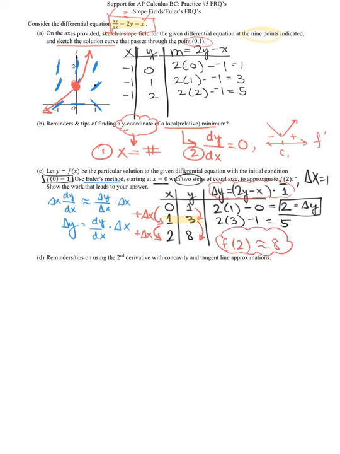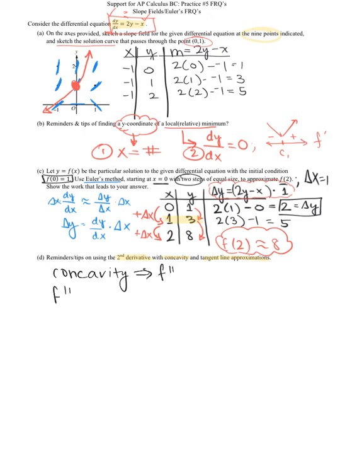Okay? All right. And then part D. We talked about this in one of the other FRQ practices as well, so we're just going to do a couple reminder tips. What does the second derivative have to do with concavity and tangent line approximations? Just a reminder: when you find the second derivative, that is how you find concavity, right? All that information comes from f double prime.